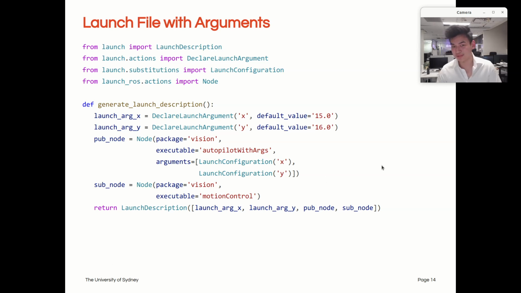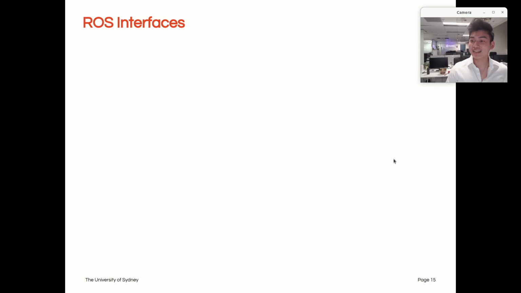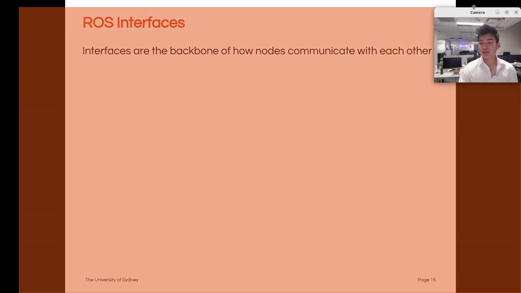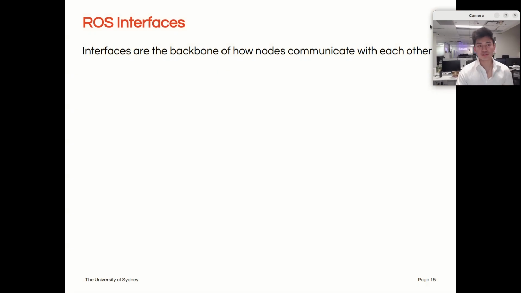Now we're going to the second part of the lecture. The second part of the lecture is ROS interfaces. I mentioned earlier that you've already been interacting with interfaces, and you may just not have realized, or maybe you already know what it is. What are they? Well, interfaces are the backbone of how nodes communicate with each other. I would say without interfaces, ROS2 loses its specialty or its uniqueness. Without interfaces, ROS2 is not ROS2.